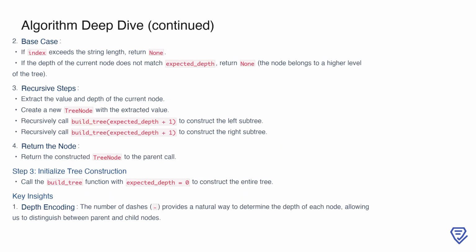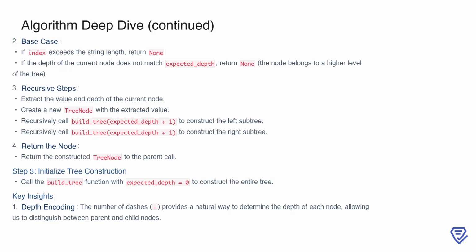In the recursive tree construction step, we define a helper function called build_tree that takes the expected depth of the current node as an argument. The base case for this function is straightforward: if the index exceeds the length of the string or if the depth of the current node does not match the expected depth, we return None. This ensures that nodes are placed at the correct levels in the tree.